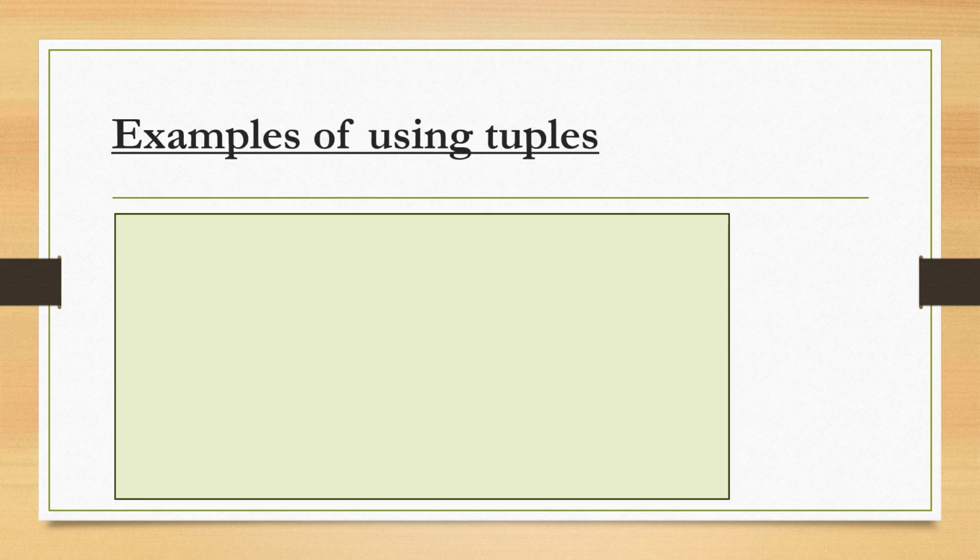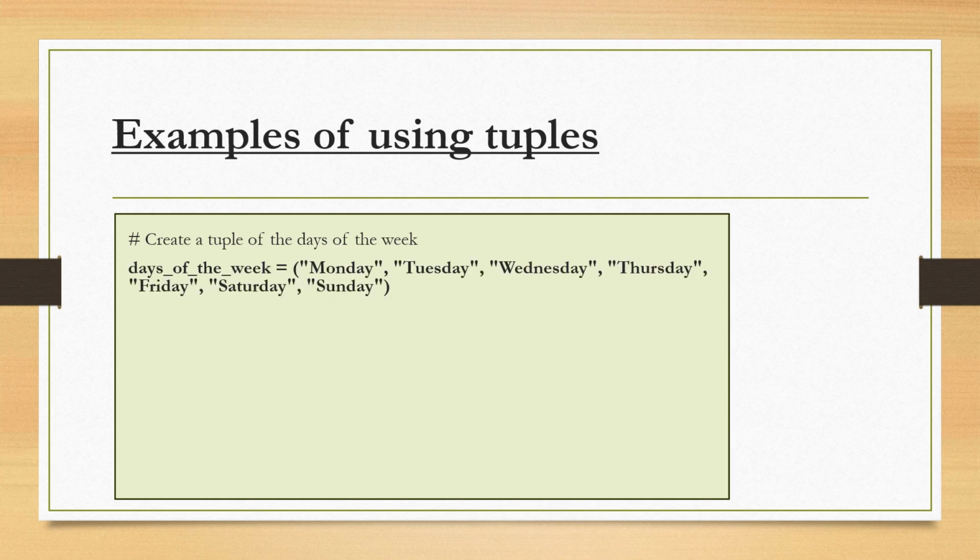Now, examples of using tuples. We are going to see one example. First of all, we have to create a tuple of the days of the week. We are going to provide all 7 days of the week. So now days_of_the_week equal to Monday, Tuesday, Wednesday, Thursday, Friday, Saturday, Sunday. We are going to create a tuple of these days. Now we can access the first element by using days_of_the_week and using 0 as the index. So 0 is the index of the first element.